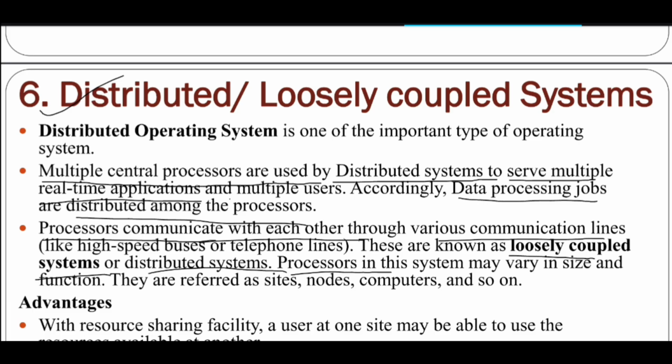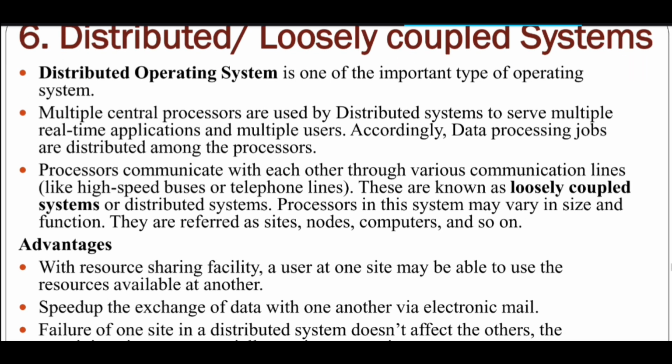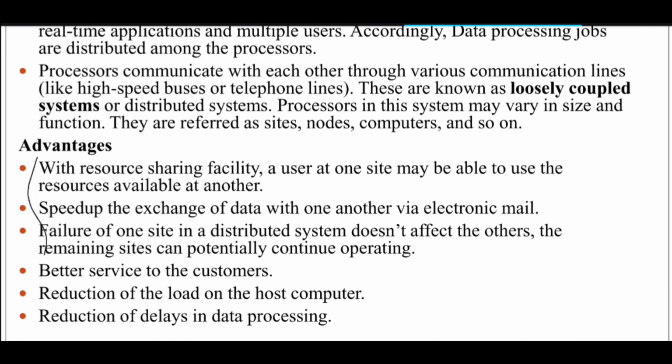Processors in this system may vary in size and function. They are referred to as sites, nodes, and so on. What is it telling? Processors in these systems may vary in size, performance and functions. Different processors may be included in our systems. These are some advantages.